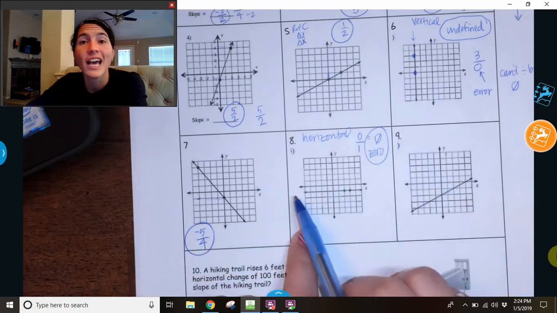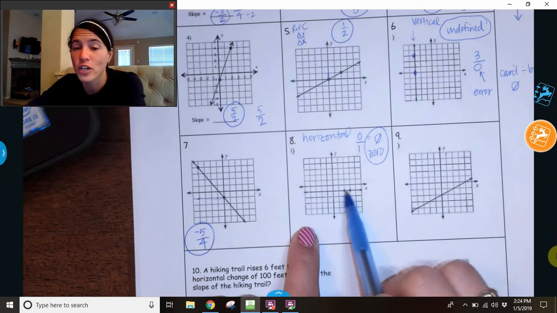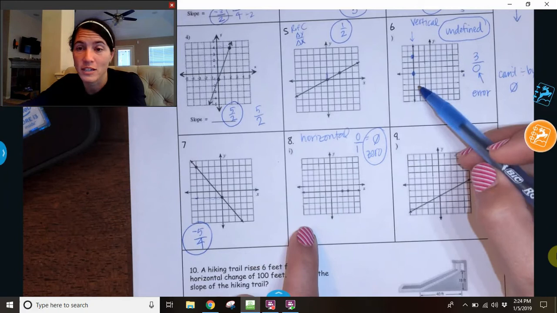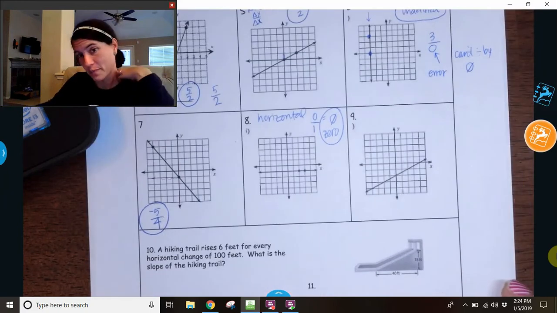This is like riding your bike. You can ride your bike along a flat, straight street. You cannot ride your bike up a wall. So a 0 slope and an undefined slope, those get confused a lot.